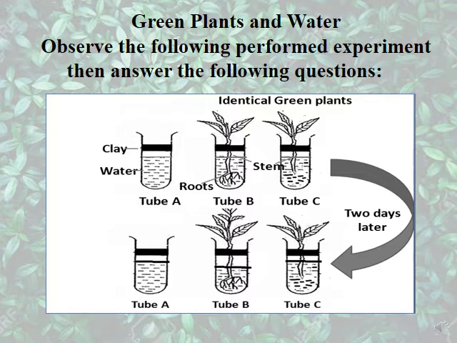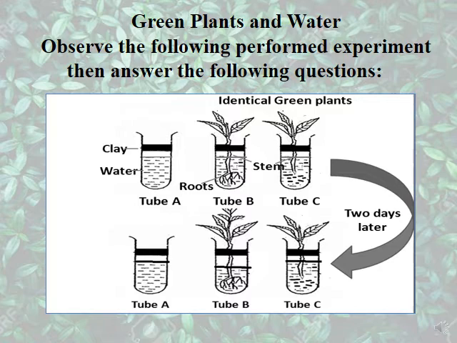We have three tubes, A, B, and C. Tube A doesn't contain a plant. It contains water covered by clay. After 2 days, the level of water remains the same. This tube is a control tube used to compare and explain the different experimental results. Tube B contains a plant that has leaves, roots, and stem, and it has normal processes and absorbs water. The level of water after 2 days drops to a lower level.